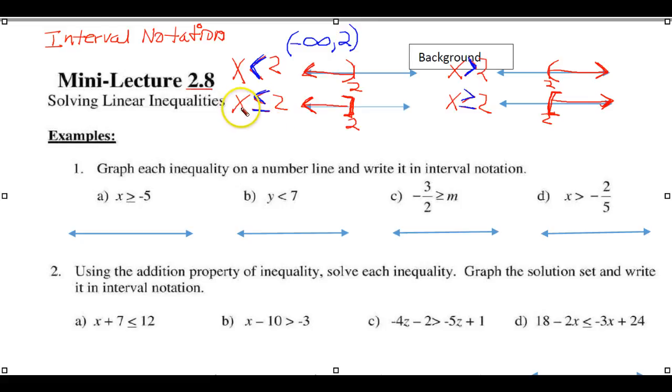Now in this example, again, this part is similar. It's the same, actually. It's coming from negative infinity, and it's going up to 2, but now 2 is included, so we use a bracket.